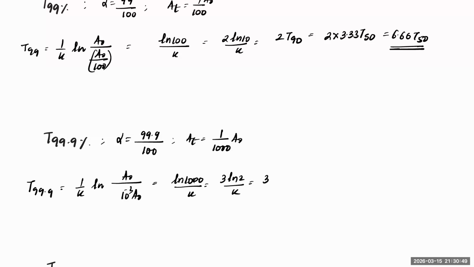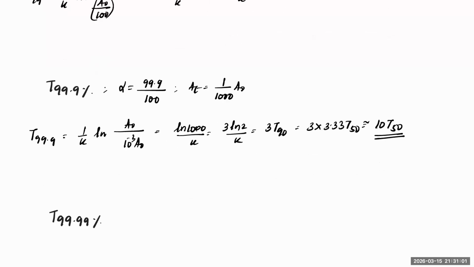So that is 3 times of T90, which is equal to 3 times of 3.33 times of T50, which is approximately 10 times of T50. So after 10 half-lives, everybody, after 10 half-lives, we will reach 99.9% of the compound completion. Okay, 99.9% of the completion has been done. Okay, clear?